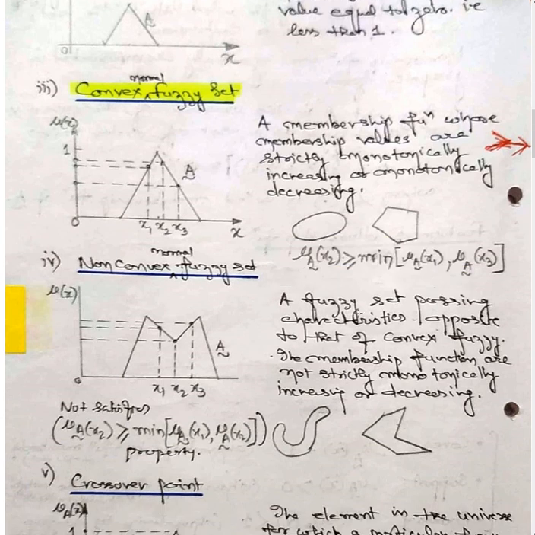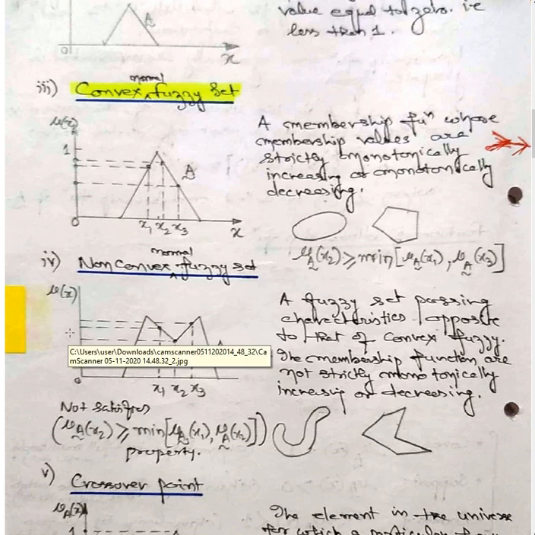Now coming to the convex fuzzy set. When we talk about a convex fuzzy set, for any point you take, you will have two extreme boundaries. It is a membership function whose membership values are monotonically increasing and then monotonically decreasing. If you draw a line, it will touch this edge and this edge. So that's how you can see the case of a convex fuzzy set.